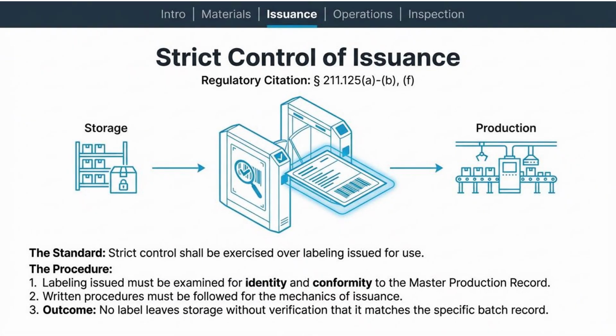Label issuance must be tightly controlled. Labels are examined for accuracy and issued only according to written procedures. No label may leave storage unless it is verified against the correct batch and master production record.